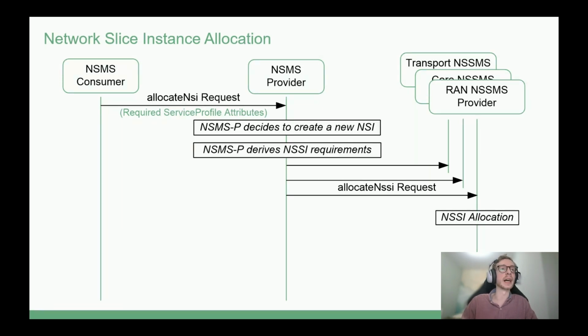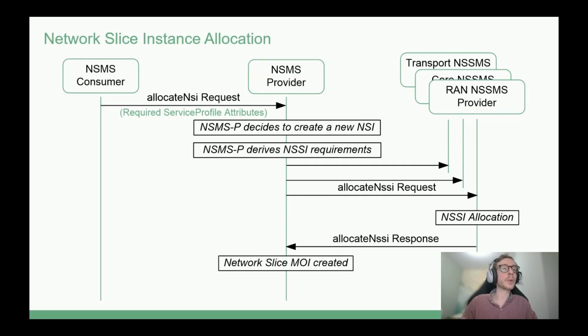Now, at this point, the transport network, the core network, and the radio access network are going to perform NSSI allocation. So they're going to allocate the correct amount of resources that is required for that specific network slice instance, such as spinning up the additional functions within the core that we used as an example previously. And then the allocate NSSI response is going to be sent back. And that's going to contain all of the information that we need to create our network slice MOI. That's our managed object instance. And that is our network slice now.